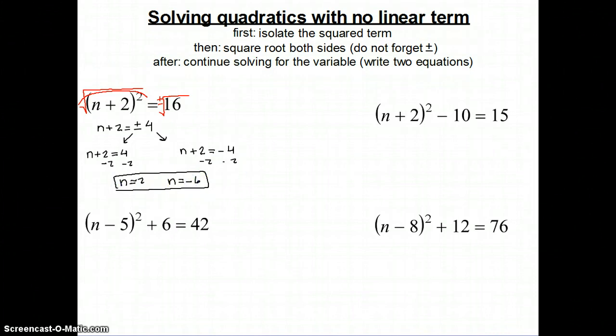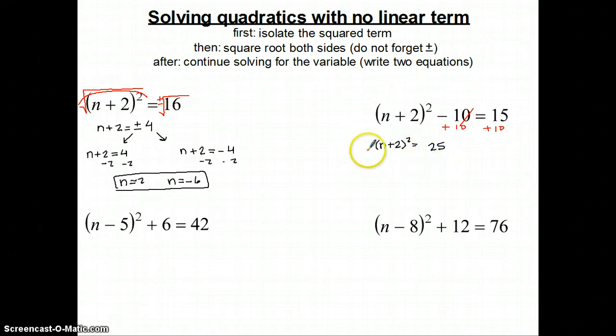On the right, my first step is to isolate this squared term. So I am going to add 10 to both sides to get that all by itself. Now that I've added 10, my squared term is on the left all by itself. I have n plus 2 all squared equals 25.